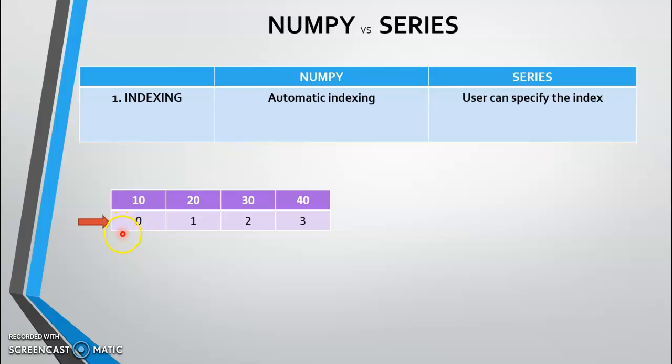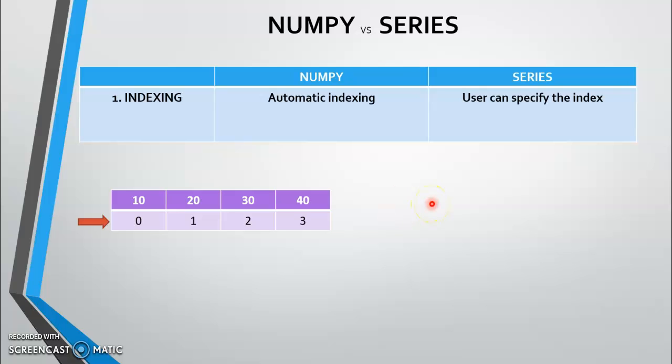So in a NumPy array, we have something called automatic indexing. That is, if we have an array with the elements 10, 20, 30 and 40, it automatically has indexing there. It starts with 0, so it goes like 0, 1, 2 and 3. We also know negative indexing. We can access the elements through negative indexing also.